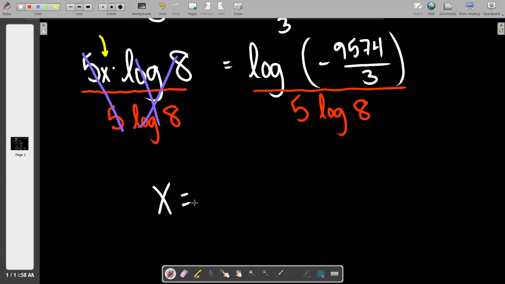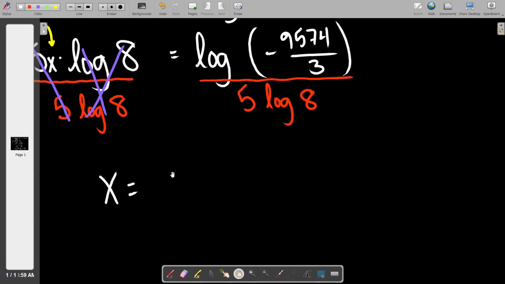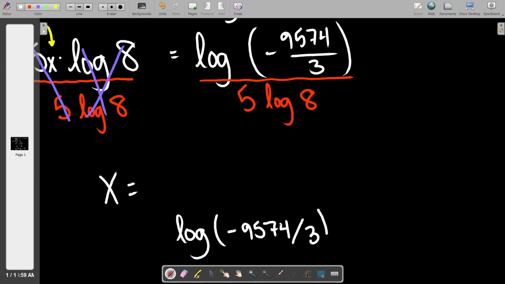Done. Now it's a matter of, how am I going to type that behemoth into my calculator? It's not bad. To type it in, this is what it's going to look like. You're going to hit log. Your calculator is going to gift you the first parenthesis. Inside of that, you're going to type negative 9,574 divided by 3, and then close parenthesis. Remember, you can always just use division as a fraction.